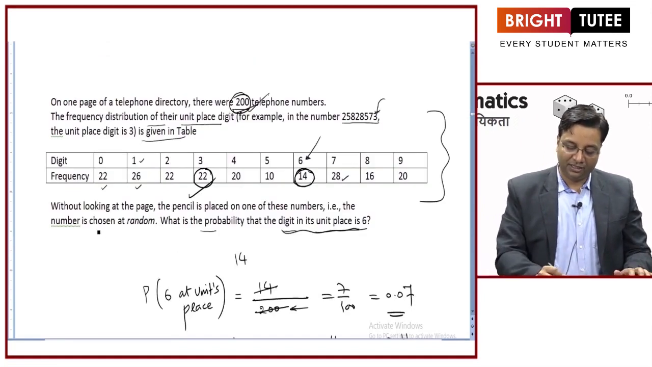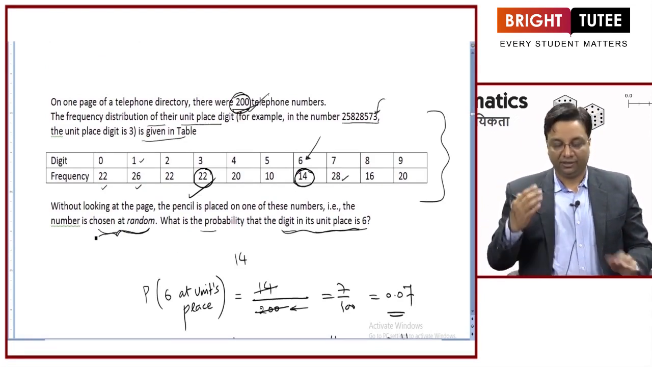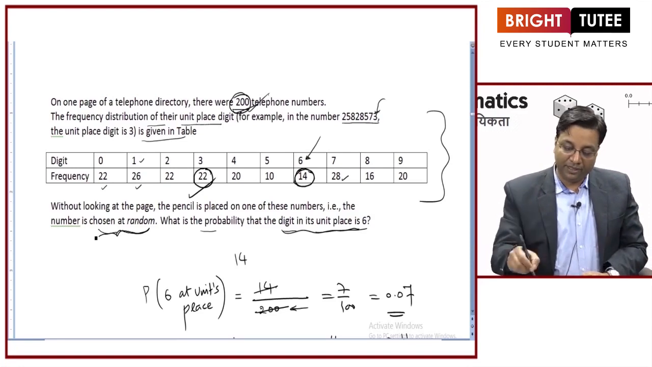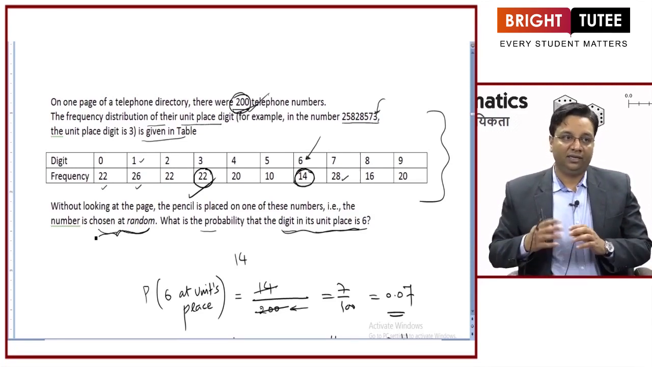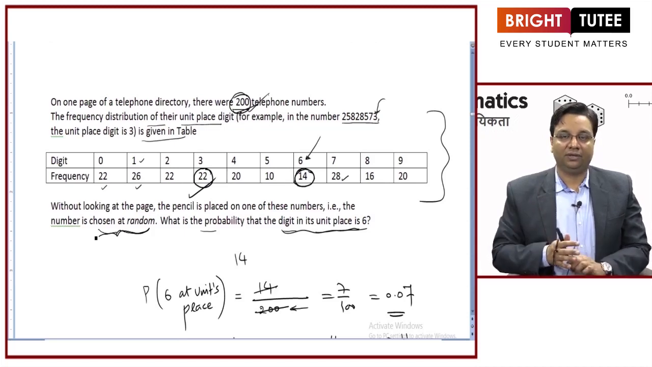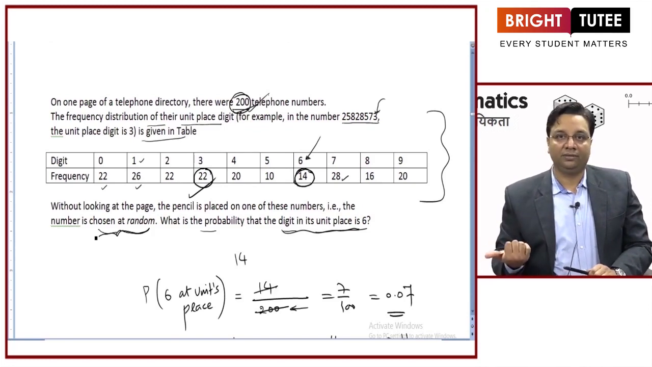And why is it given that the number is chosen at random? So that we are not favoring a particular outcome, right? If I look at these numbers and I put my pen, I can put my pen on any number I desire, right? Then the experiment will be biased. Okay, I may be biased towards a particular number.